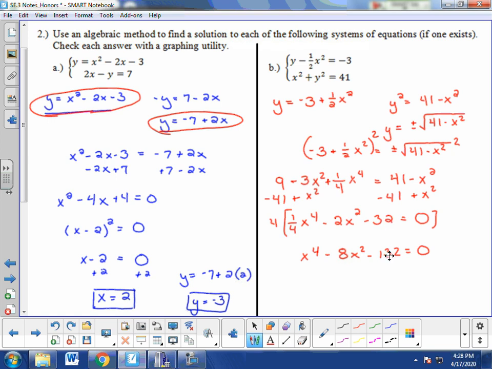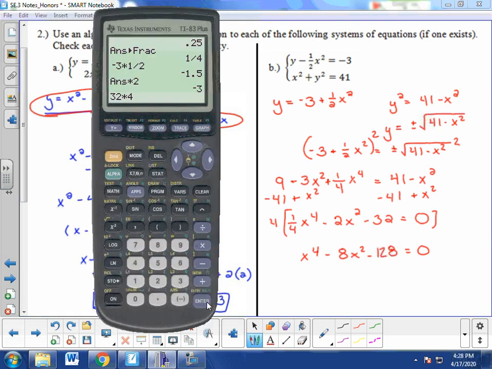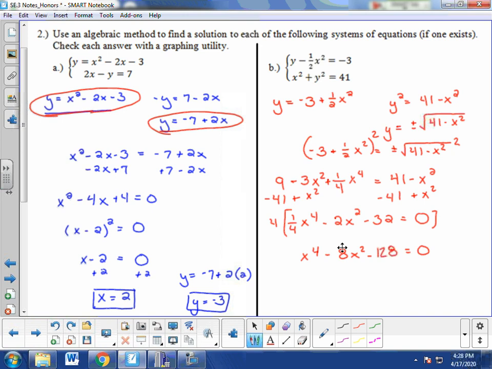32 times 4 is 132. Oh, mistake. Not 132. It's 128. So let me double check that number. 32 times 4 is 128. Okay, good. So now what we can do here is we can factor this.